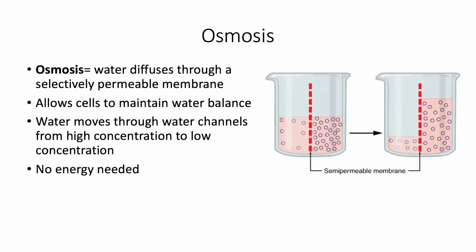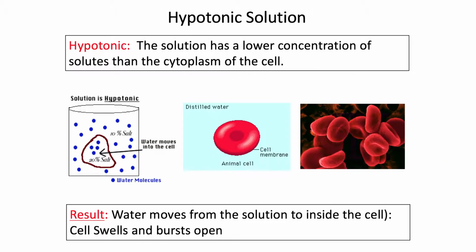So let's discuss osmosis in the body, particularly as it involves cells like red blood cells. There are different types of solutions that can occur, and the first type is a hypotonic solution. In a hypotonic solution, a solution has a lower concentration of solutes than the cytoplasm of the cell. Here's an example. This is the cell, and it has 20% salt concentration, and the water around the cell has a 10% salt concentration.